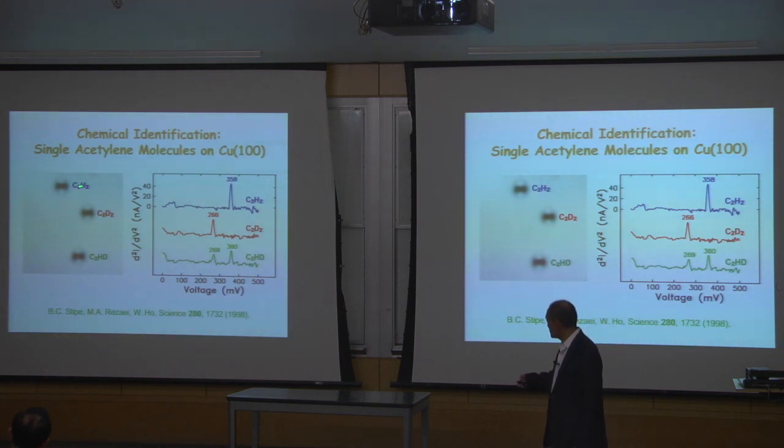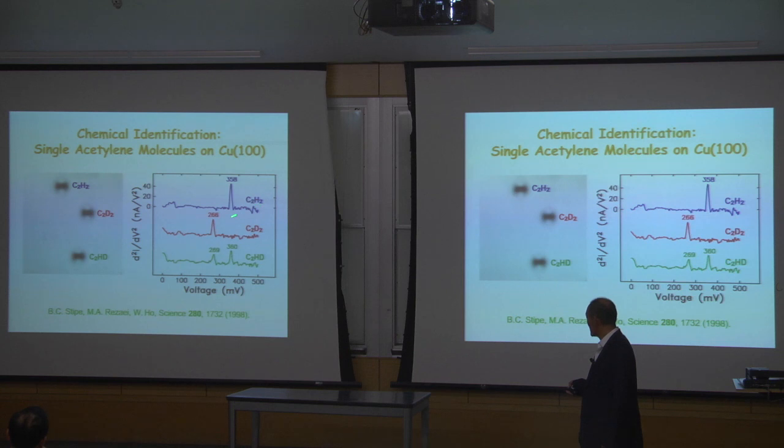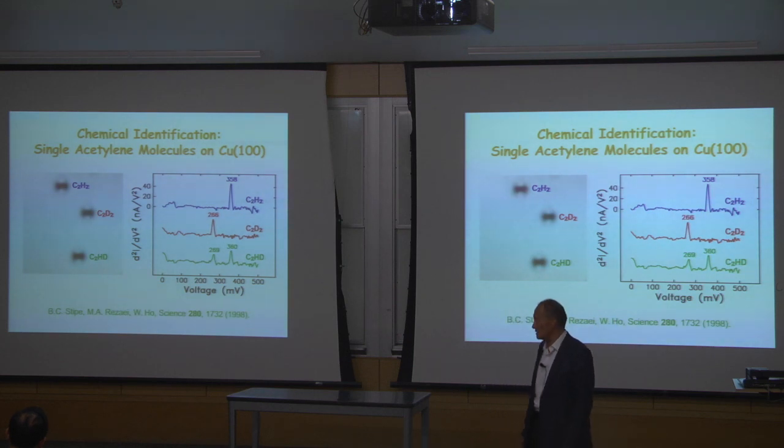Now, if you can do vibrational spectroscopy, then you can park your tip on this molecule here, and do a second derivative, d squared I dV squared, versus bias. You see that there's a peak at 358 millivolt, which corresponds to the CH stretch of this molecule. If you park over here, you see that the vibrational peak is downshifted to 266 millivolt, which corresponds to the CD stretch due to the isotope effect between these 2 molecules.